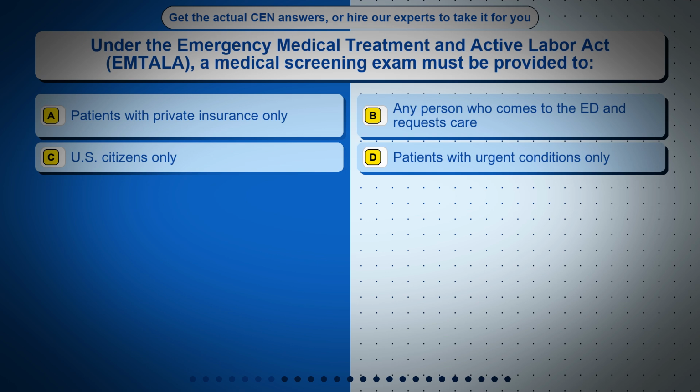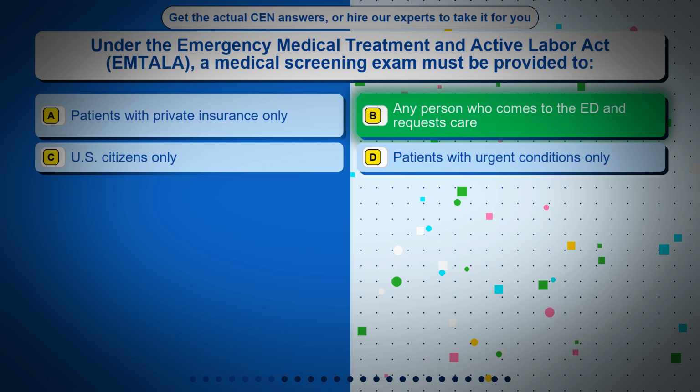Question 7. Under the Emergency Medical Treatment and Active Labor Act, EMTALA, a medical screening exam must be provided to Option A. Patients with private insurance only. Option B. Any person who comes to the ED and requests care. Option C. US citizens only. Option D. Patients with urgent conditions only. The correct answer is option B.